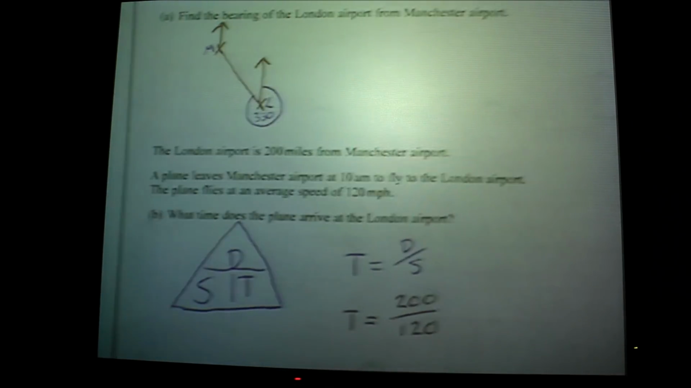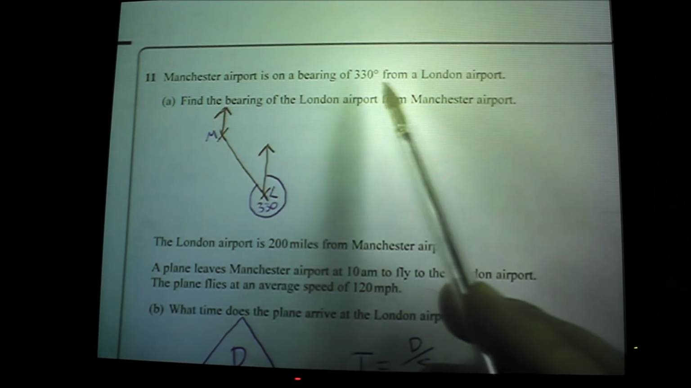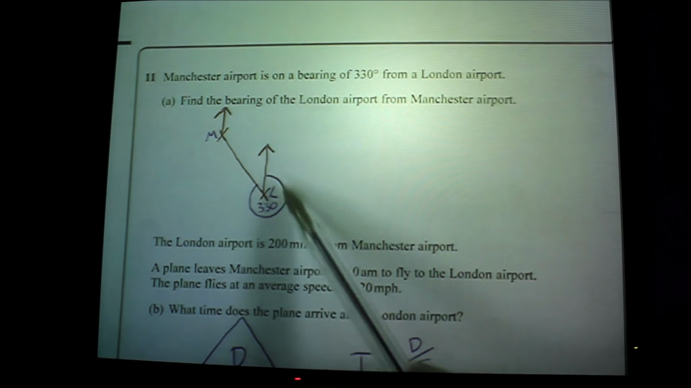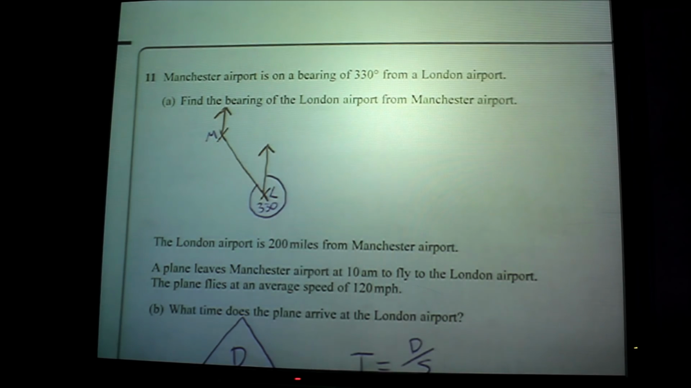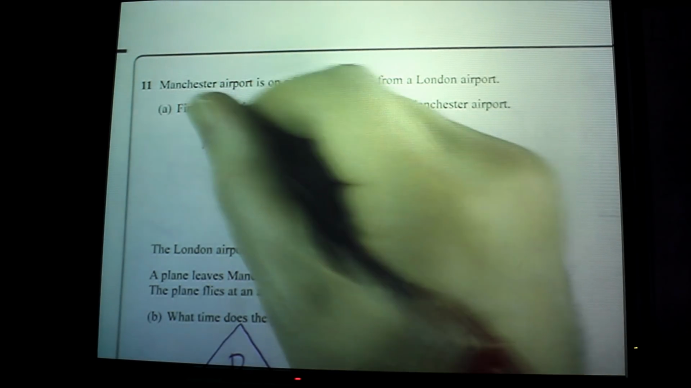Oh, this was a fiddly question, I thought. Manchester Airport is on a bearing of 330 degrees from a London airport. So there's Manchester, look, and there's London, I've drawn it. There's the bearing of 330, and it says find the bearing of the London airport from the Manchester airport. So they're asking you for this angle in here.